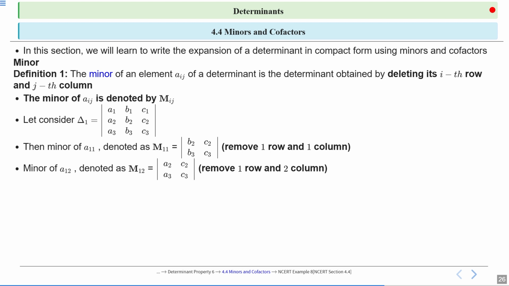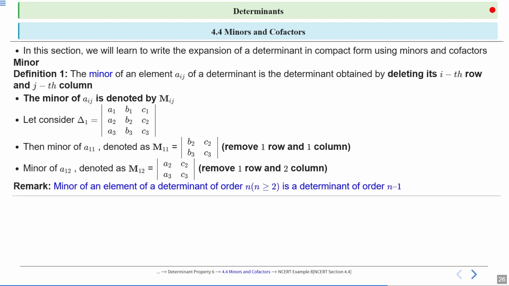Similarly, for element a12, the minor m12 is obtained by removing the first row and second column. We get a2 c2 a3 c3, and the determinant of this is called minor m12. So the minor of an element of a determinant of order n is a determinant of order n minus 1.